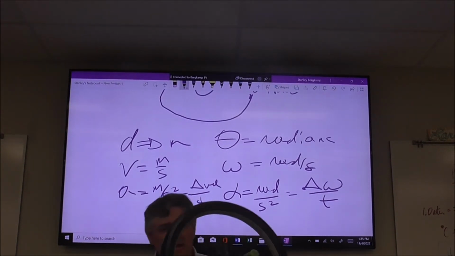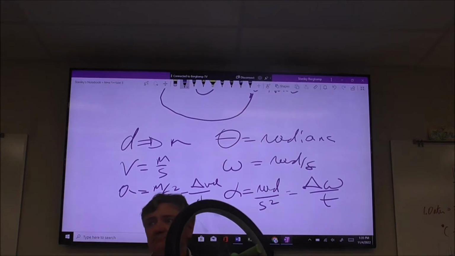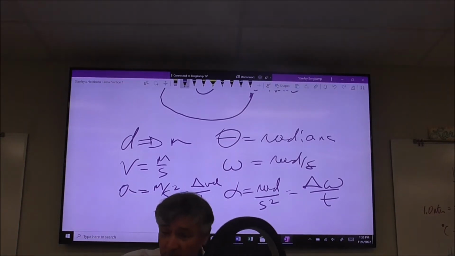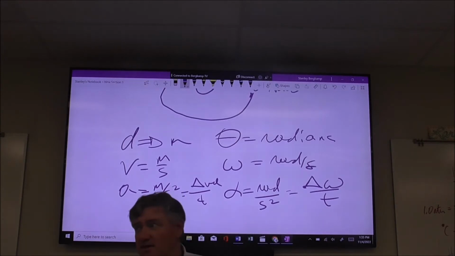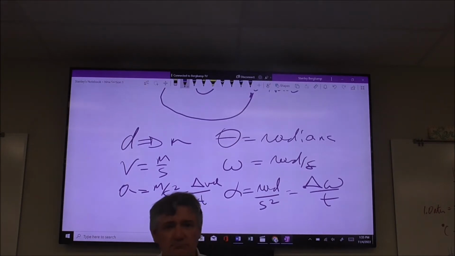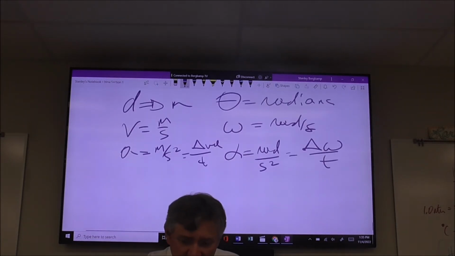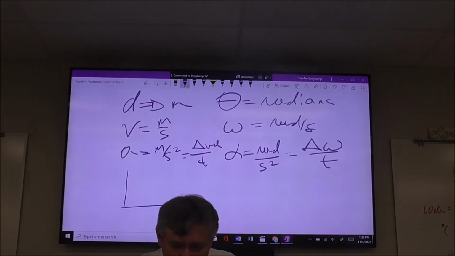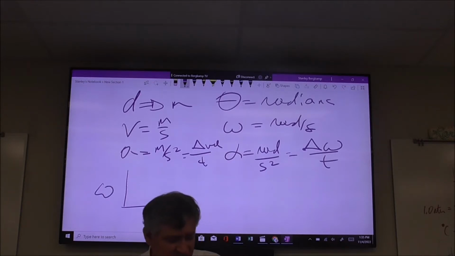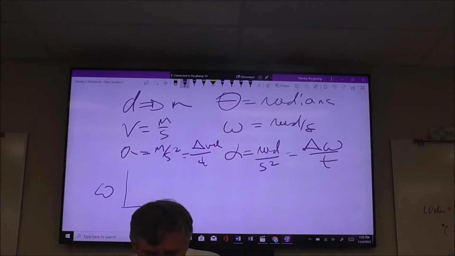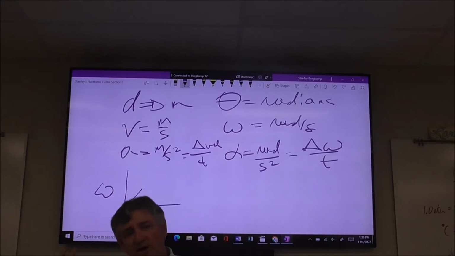So then when I get it spinning, guess what? It's going to keep spinning until an outside force acts upon it, and then it's going to slow down. The same thing is going to happen if you look at an omega versus time graph. If I start this wheel off at 0, and I make it speed up, I have to apply a force to it.